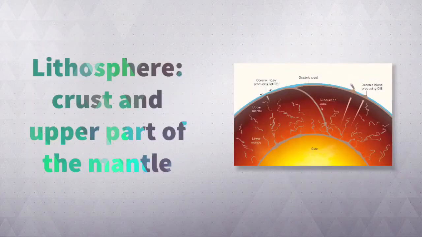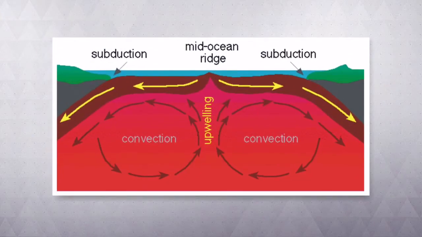The lithosphere is the relatively cold and rigid outer part of the Earth's structure. It's made up of the crust and the top part of the mantle. The lithosphere mainly consists of the tectonic plates. The tectonic plates are less dense than the mantle below, and so they float on top.